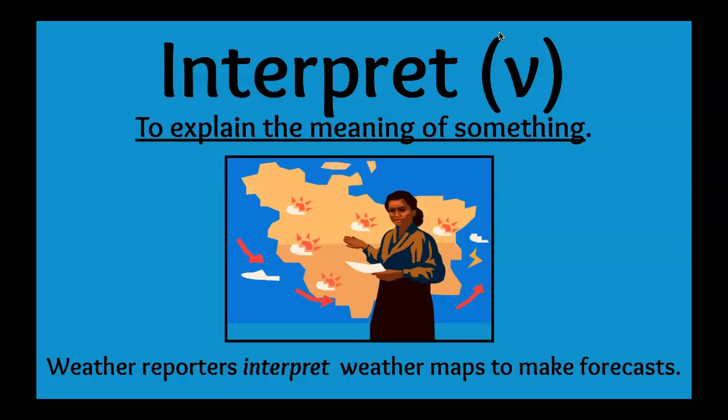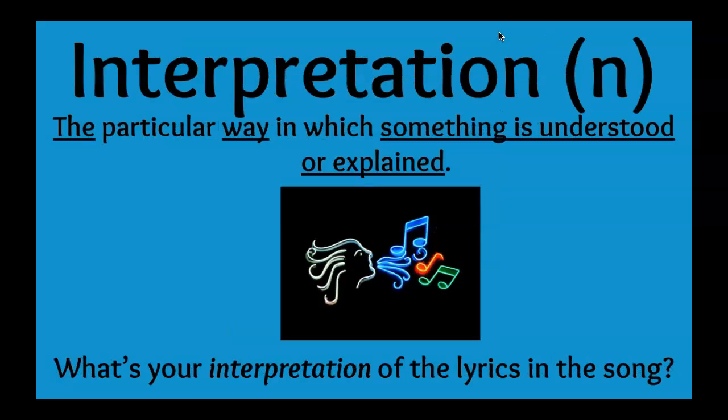First of all, interpret. This is to explain the meaning of something. For example, weather reporters interpret weather maps to make forecasts. It's not enough to just look at the map, they have to say what it means.